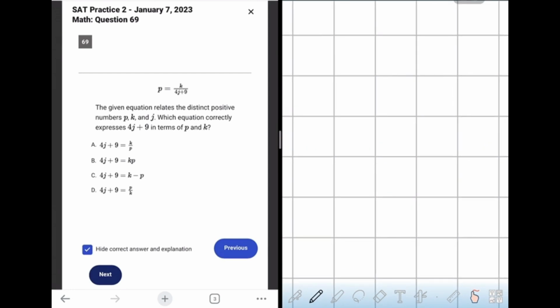Wow, this is easy because they just ask, we just convert it into 4J plus 9 equal K over P. Easy, right? So the correct answer must be A.